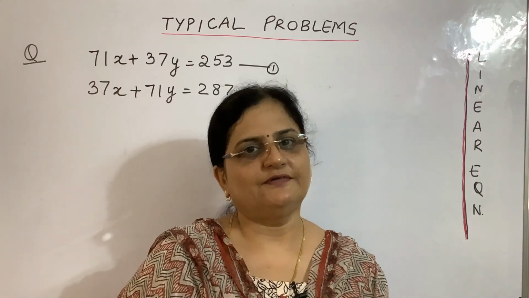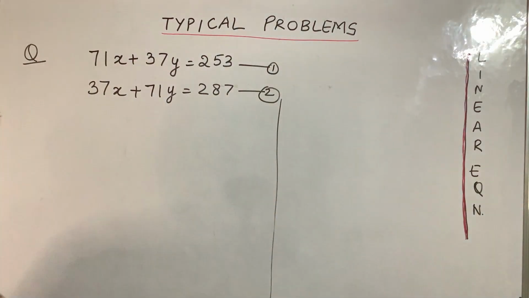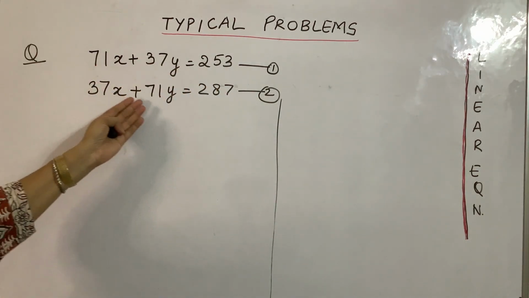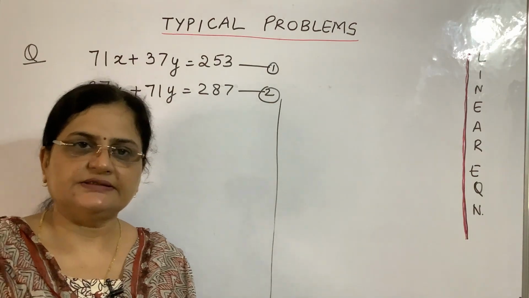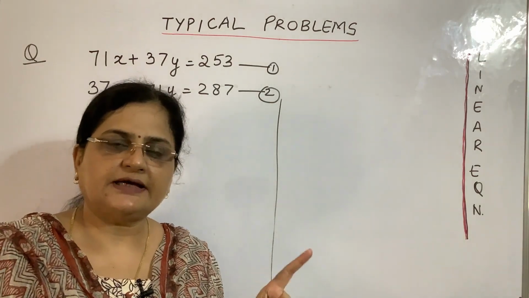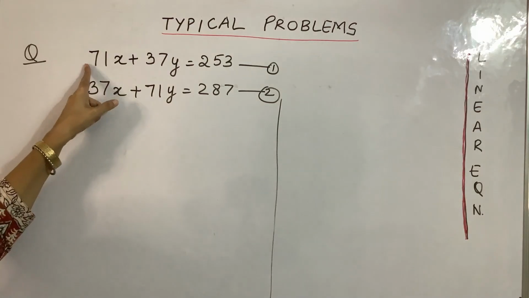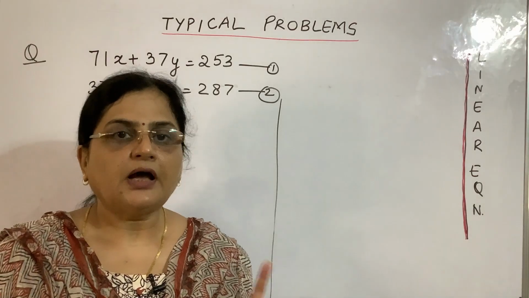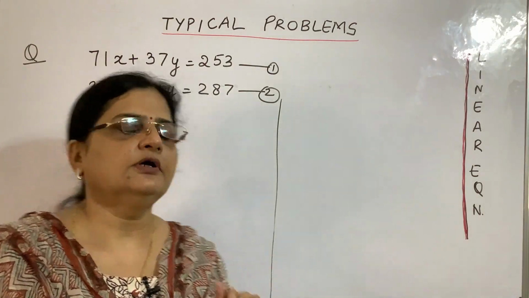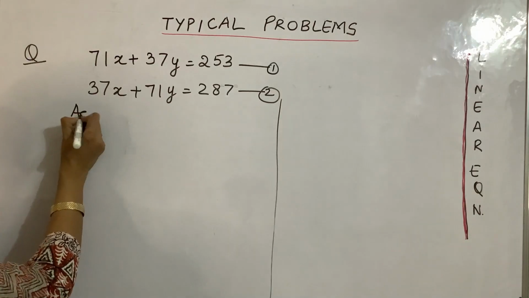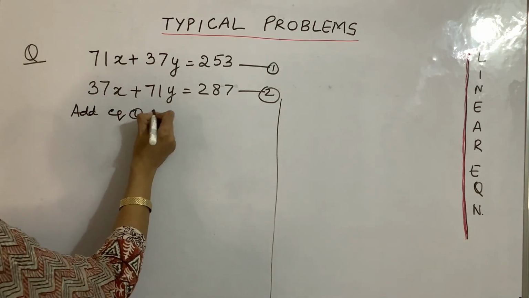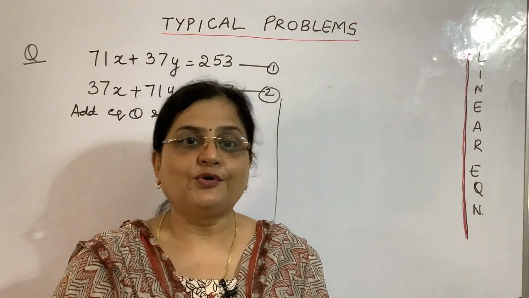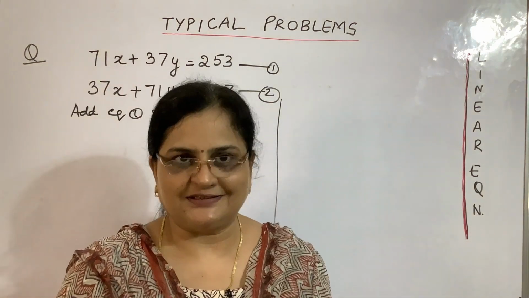Let us very quickly solve these kind of equations. So the first equation is given as 71x plus 37y is equal to 253 and 37x plus 71y is equal to 287. So how to recognize these kind of equations? The coefficients of x and y will be the same. How to proceed? Yes, very good. First thing you will do is add equation 1 and 2. Let us do it very quickly. See if you can do it as fast as I am doing, or maybe faster than I am doing.